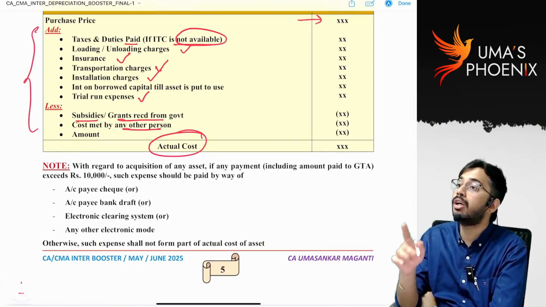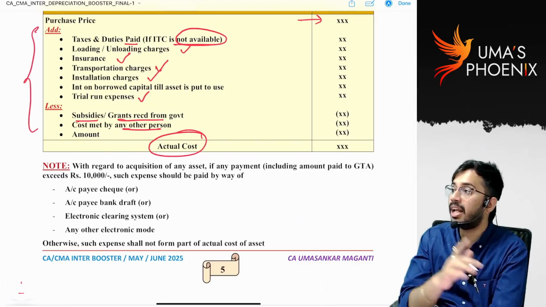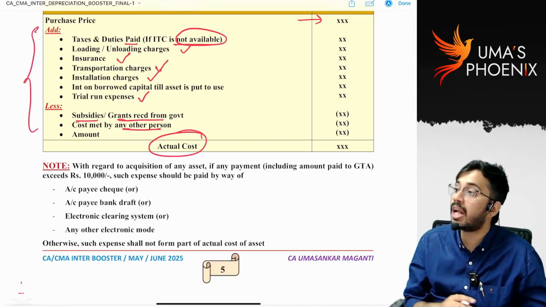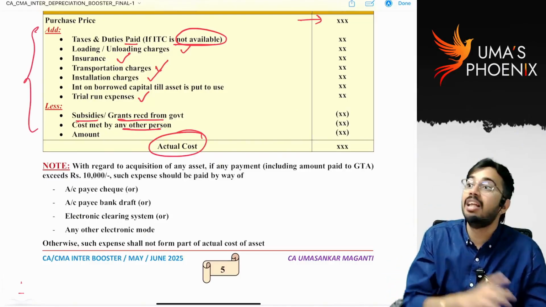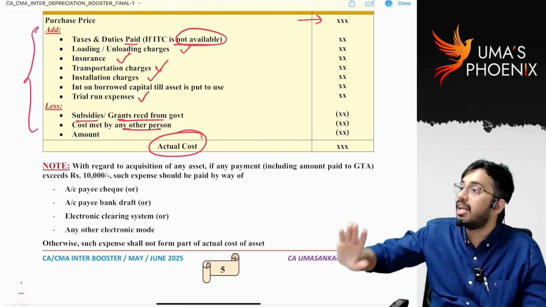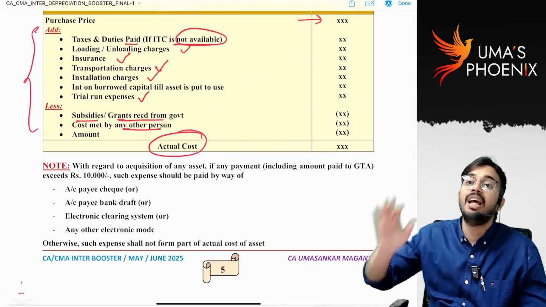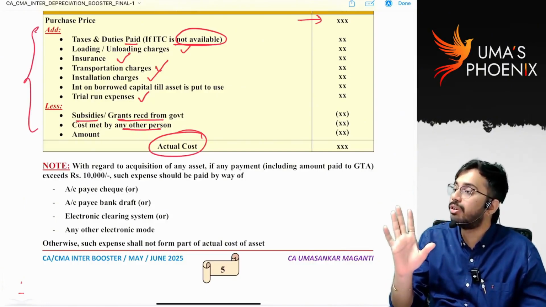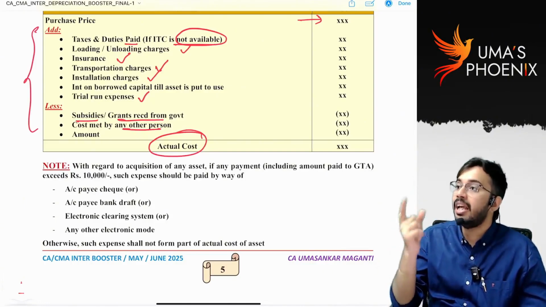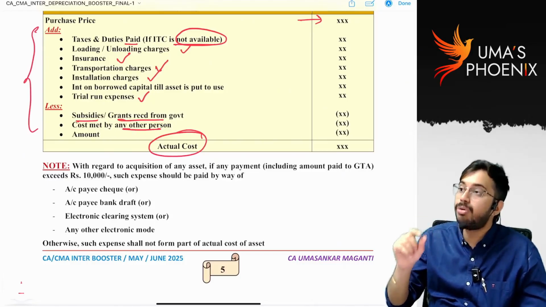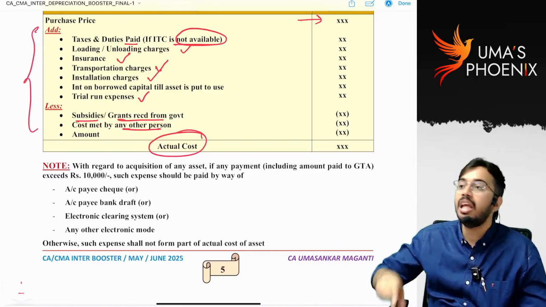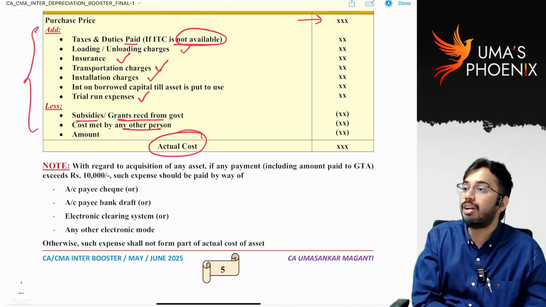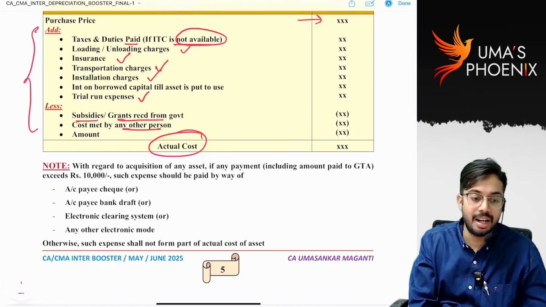Even payment made to goods transport operator, generally under section 40A(3), if payment is made to goods transport operator, up to 35,000 limit is there. That 35,000 limit will not work here. 35,000 limit is only for revenue expense. For capital expenditure, there is only one limit, 10,000. Even for a single person in a single day, if you make cash payment to a goods transport operator of more than 10,000, that will not be added to the cost of the asset. Is it clear? Are you able to understand?